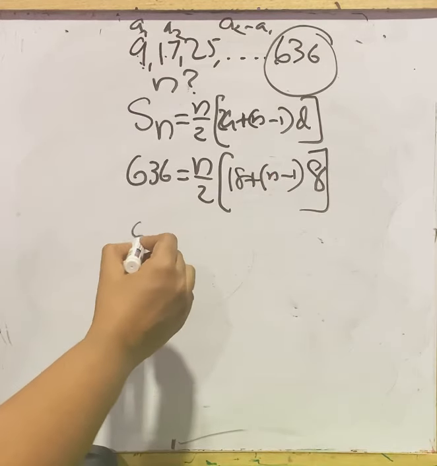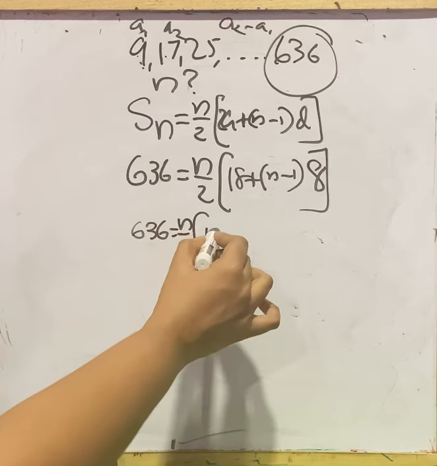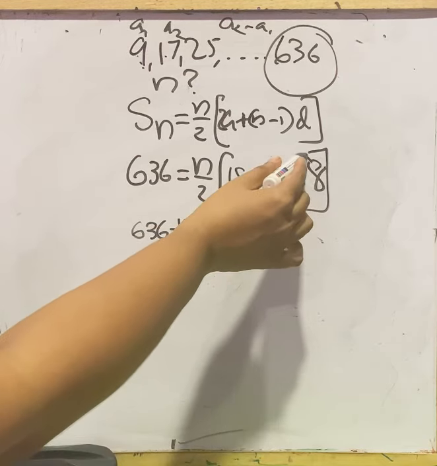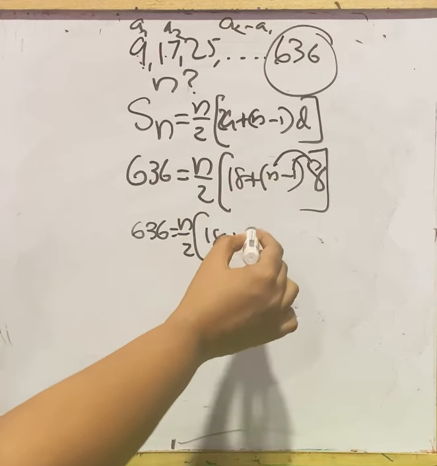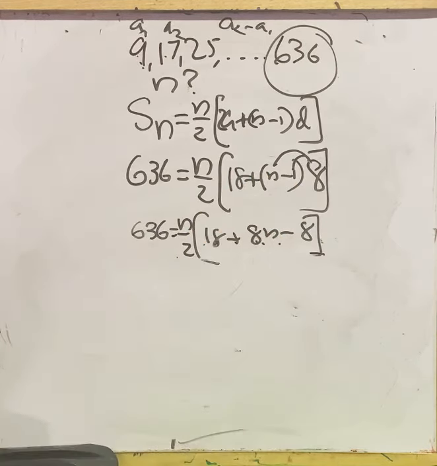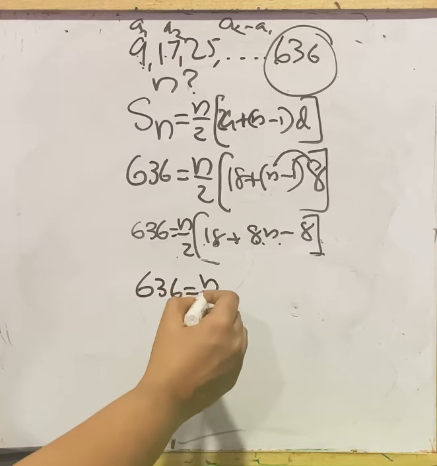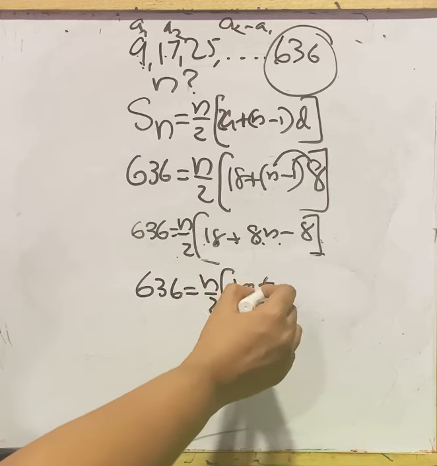So this we can write as 636 equal to n by 2. Inside the bracket, 18 plus n minus 1 into 8. Distribute this 8 to these two terms. It becomes 8n minus 8. Close the bracket. Here 18 minus 8 is 10. So this becomes 636 equal to n by 2 into 10 plus 8n.